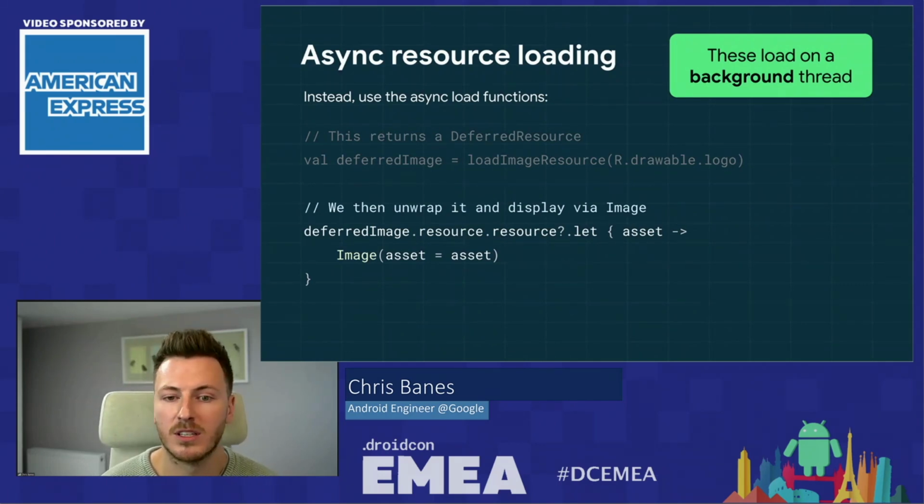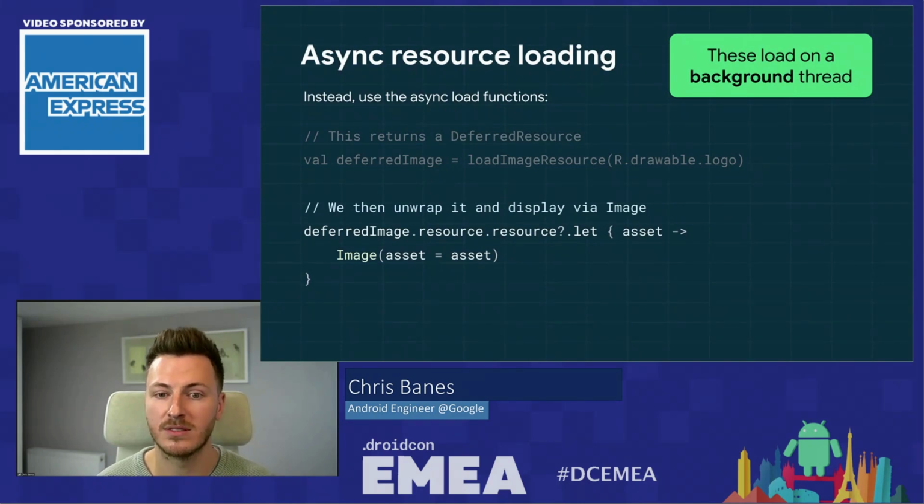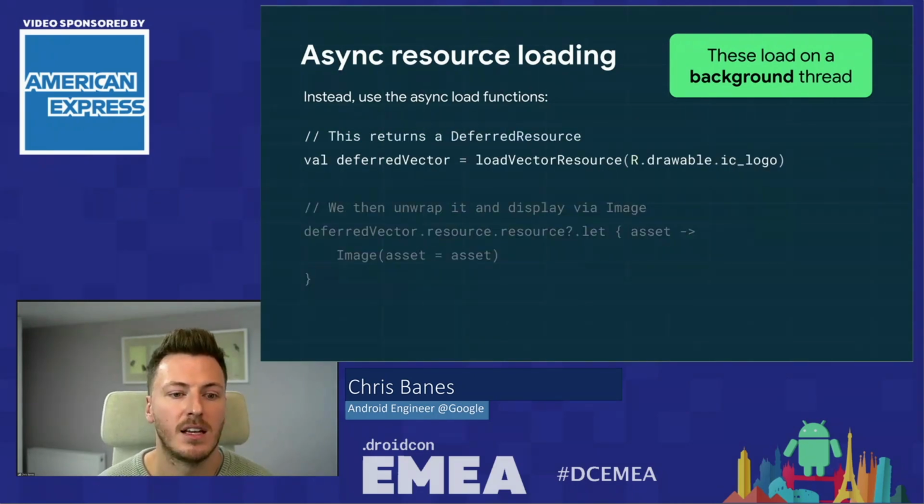Now, the magic of recomposition and the fact that it's using state underneath means that we don't need to think about callbacks or anything like that. Once the resource has been loaded and the state is updated, our code will just be rerun and the image will be displayed. A similar thing happens for vector resource as well. So instead of using vector resource, you can call load vector resource.